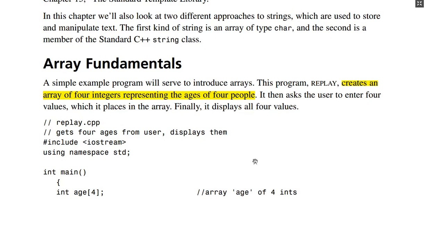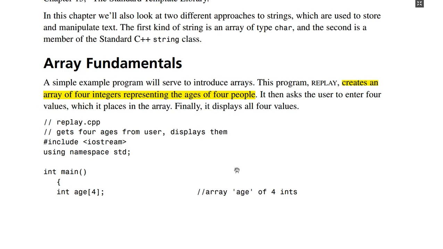So having said a lot of things, let's see how we can make an array. In this example, this shows how we can create an array of 4 integers representing the ages of 4 people. So we are going to group together 4 people's ages in the form of an array. This example will help you see how we can make an array of integers. In this example, further, the user is asked to enter 4 values which it places in the array, and then lastly all the 4 values are displayed. So let's see how it's done.